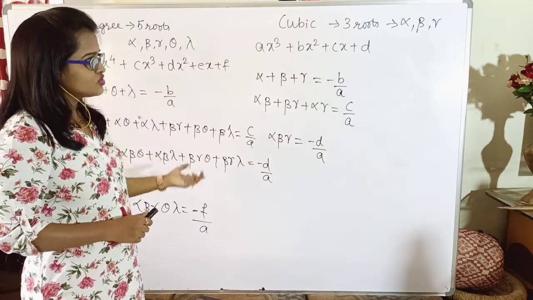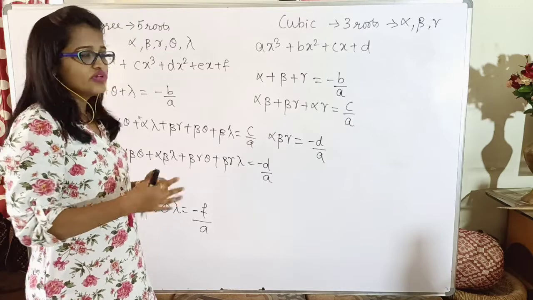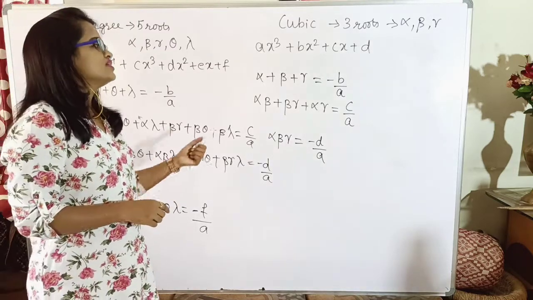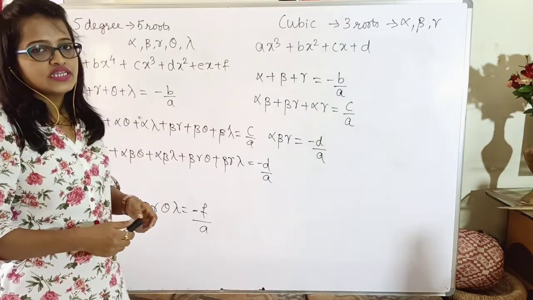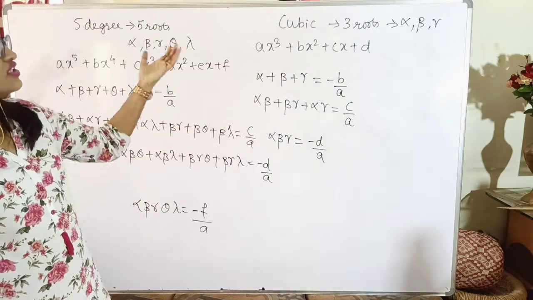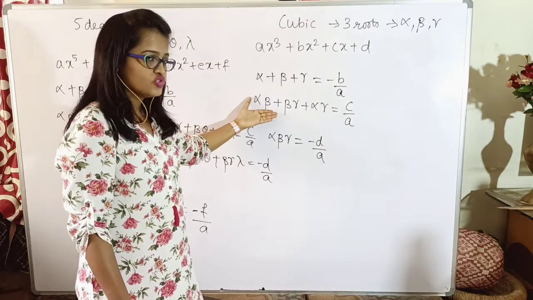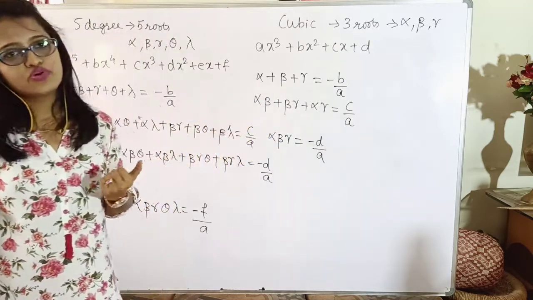Okay. So in the question, they might give you one example of a cubic polynomial, and they might ask you to find the relation between the roots. Instead of finding the roots directly with the help of coefficients, we can find the sum of the roots, taking two roots at a time, and also we can find the product of the roots.